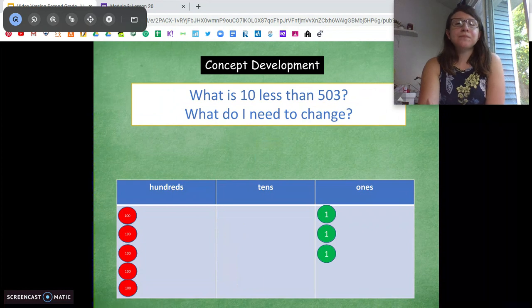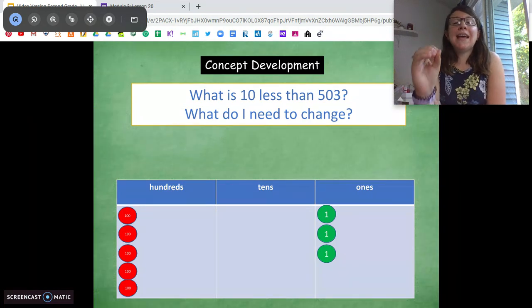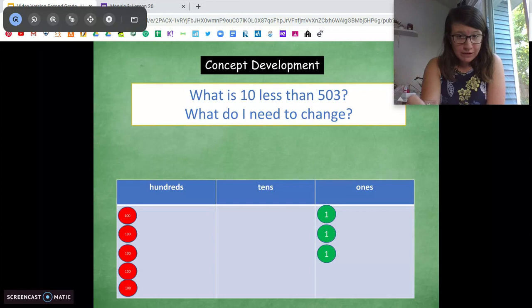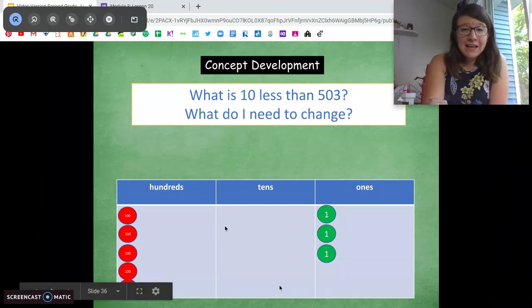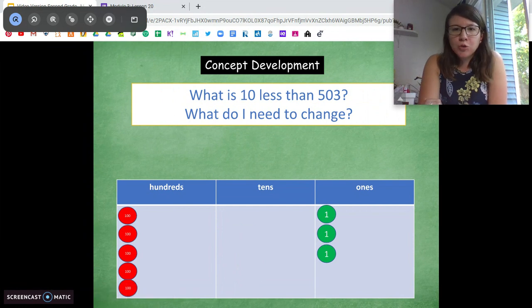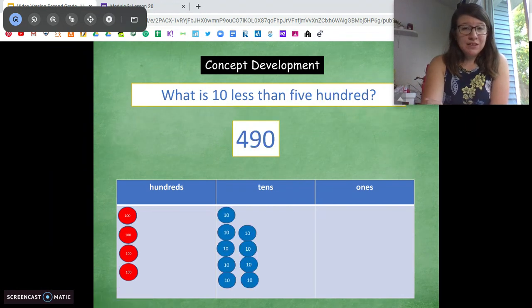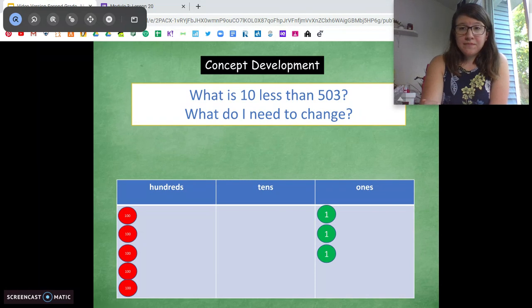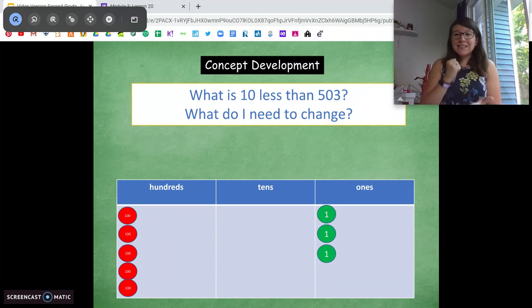All right, let's try another one. We want to figure out what is 10 less than 503. What do you think we would need to change to do that? We don't have any 10s. Where can we get some 10s from to figure out what 10 less is? What can we change to make those 10s? Similar to this problem. Yeah, very good. We can take one of those hundreds and turn it into 10 tens.